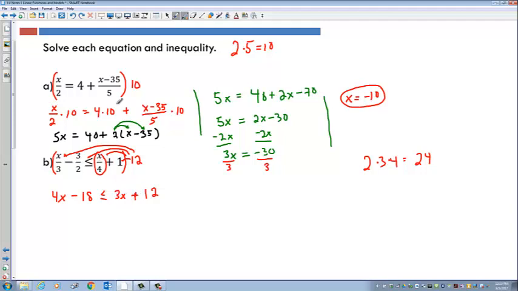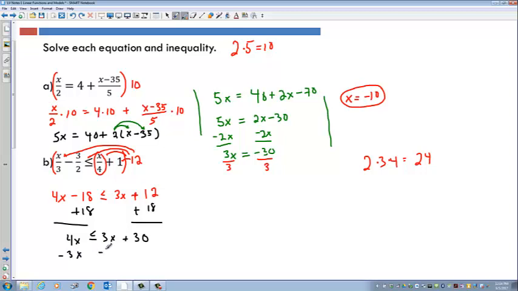And now the idea is to get all the x stuff to one side and everything else to the other. So maybe I'll do this in 2 steps. I'll add 18 to both sides. So on the left-hand side, I have a 4x. On the right-hand side, I have less than or equal to 3x plus 30. And then I'm going to move over the 3x, so minus 3x from both sides.